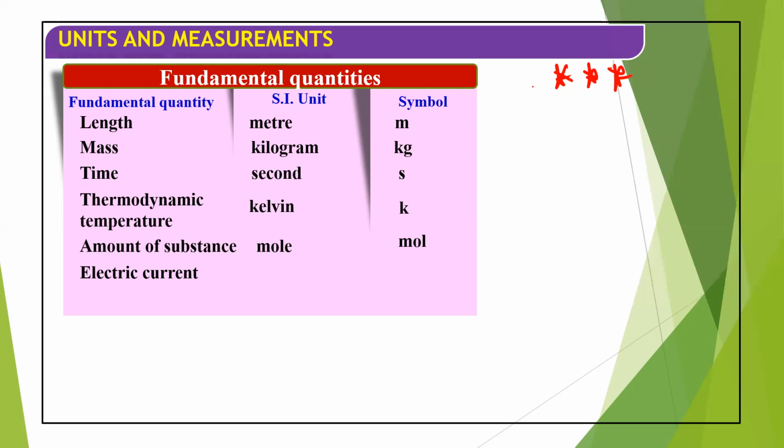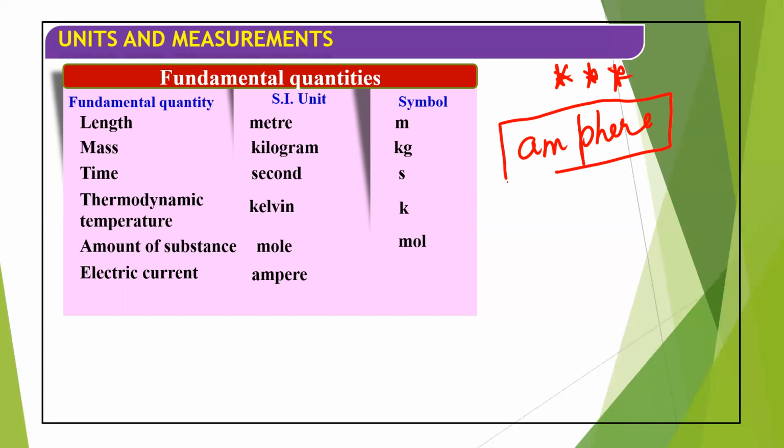It's A-M-P-E-R-E. Be careful. Students have a tendency to write the spelling A-M-P-H-E-R-E. I'm telling you already, my dear students, be careful. This is the wrong spelling of the unit of current. And the symbol is capital A. Luminous intensity. What is luminous intensity?